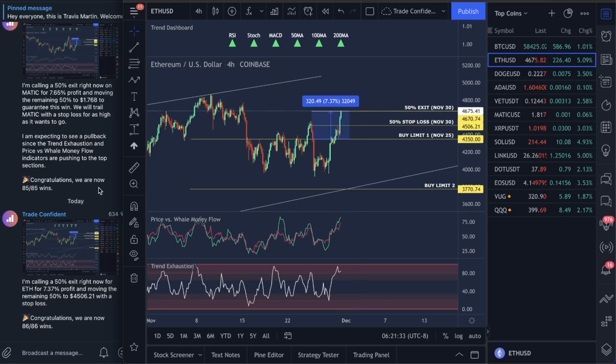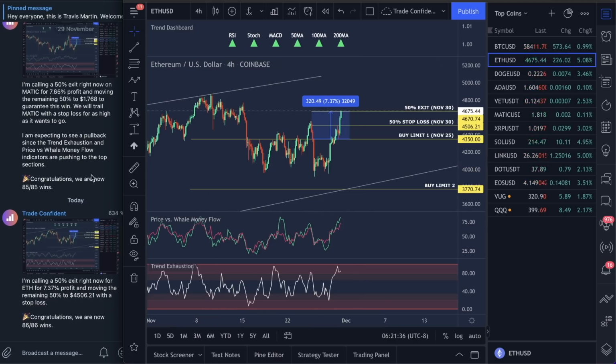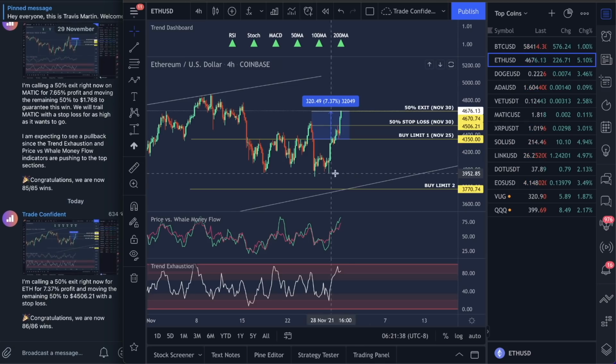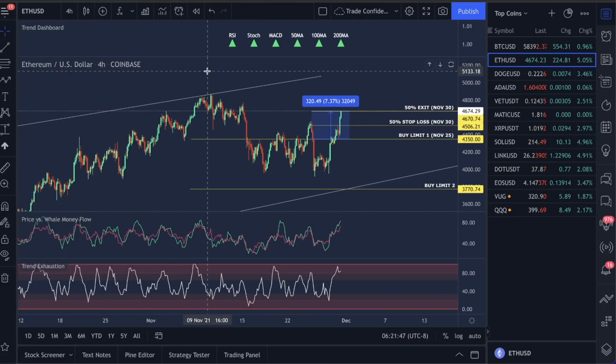So here's what we're going to do. I already exited the market order here for 50% at 7.37%. But now I'm going to show you guys how I move the stop loss order in Coinbase Pro, and we're going to move that to 450621. So let's get in here. Let's dive, and we're going to do this live.